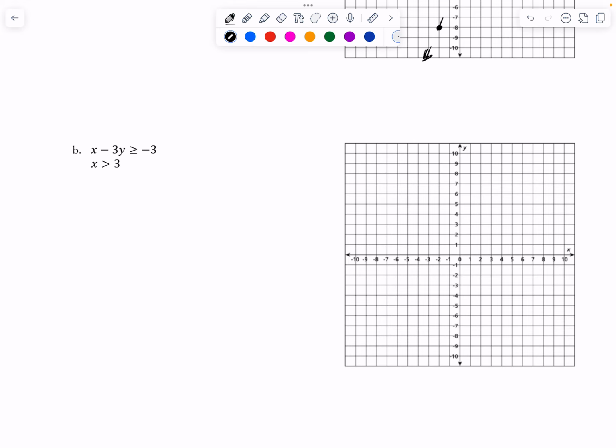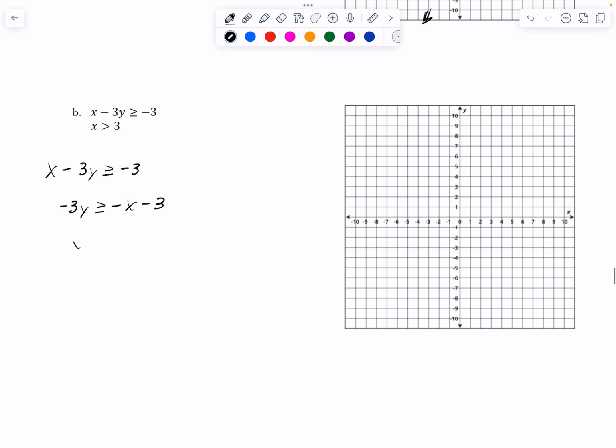The first one is not in slope-intercept form. x minus 3y is greater than or equal to -3. So I'm going to move the x over to become -x. But then when I divide by that -3, I've got to change the inequality symbol. And a -1 over a -3 is positive 1/3. And then -3 divided by -3 is positive 1. So I'll be graphing that one now.